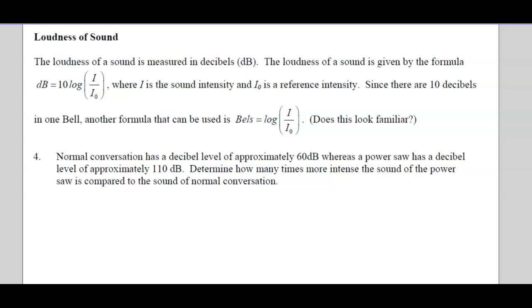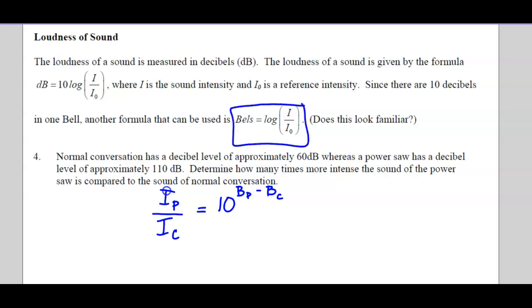In any case, a power saw has a decibel level of 110. Determine how many times more intense the sound of the power saw is compared to the sound of normal conversation. So the intensity of the power saw over the intensity of the normal conversation is going to be 10 to the bels of the power saw minus bels of conversation. Basically this is just like the magnitude of an earthquake formula. Absolutely the same, but it had to be in bels. So this in bels is 6, this is 11. So that's what I would do.